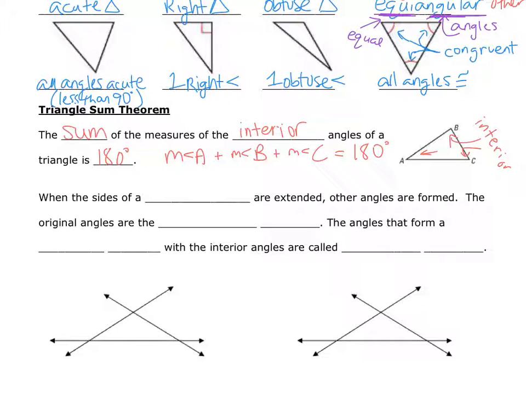When the sides of our triangle are extended, we are going to have other angles that are formed. So if you look at our triangle down here, our sides are extended, and now we actually have outside or exterior angles. The original angles are the interior angles, but the angles formed are going to form a linear pair with our interior angles. And those angles on the outside of our triangle are called exterior angles.